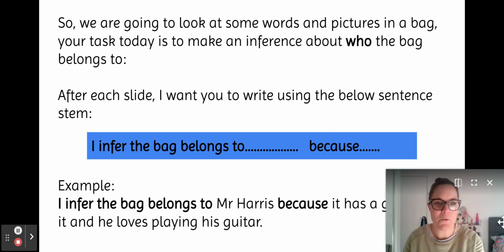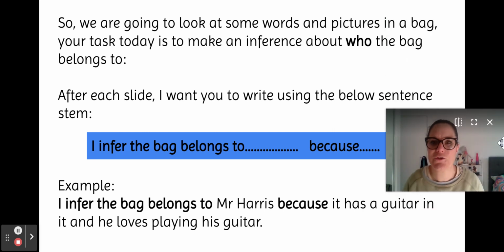So today we are going to look at some words and pictures in a bag, and your task will be to make an inference about who the bag belongs to. After each slide, I want you to write using the sentence stem below. The sentence stem is, I infer the bag belongs to whoever because, and give me a reason. Good readers make inferences and give reasons behind their inference. For example, I infer the bag belongs to Mr. Harris because it has a guitar in it and he loves playing the guitar.